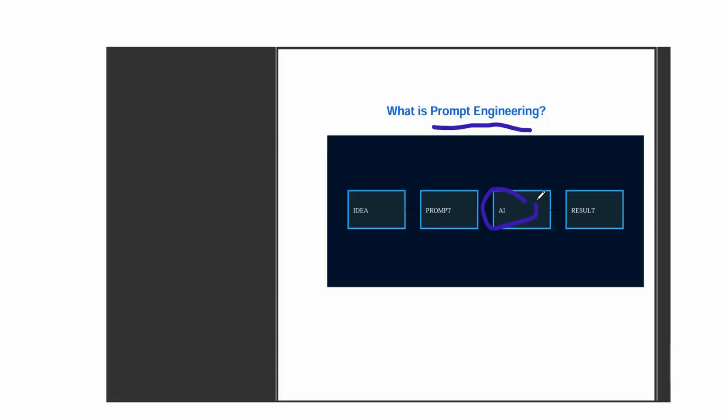Let me give you a simple example. Suppose I ask ChatGPT, teach me Python. Obviously it will teach me. But think about it for a second. Python is huge. Should it start with basics? Should it teach projects? Should it explain interview questions? Or should it focus on web development? The AI has no clue what exactly I need, right?